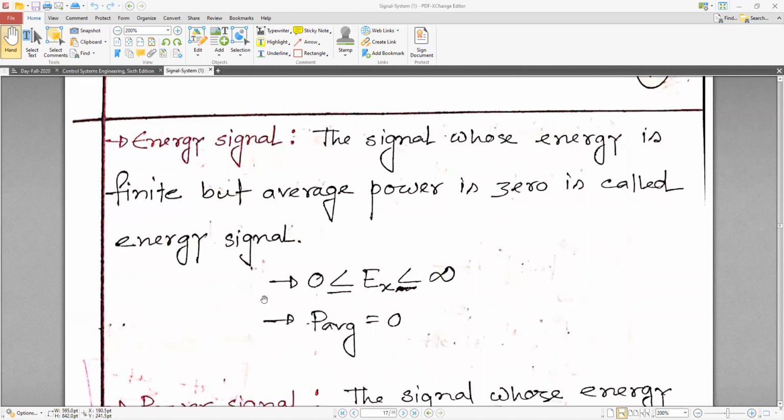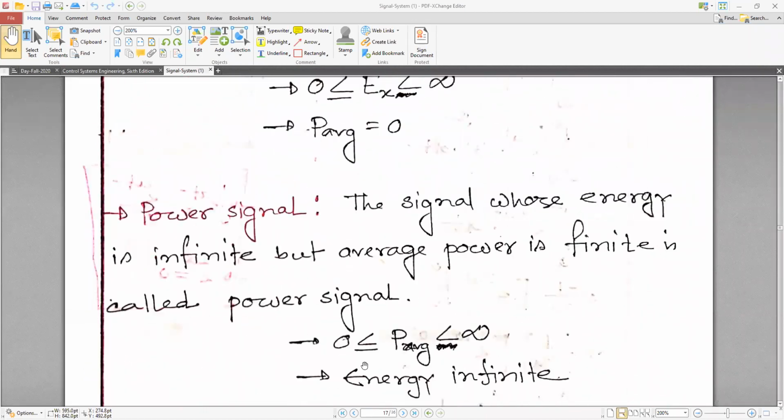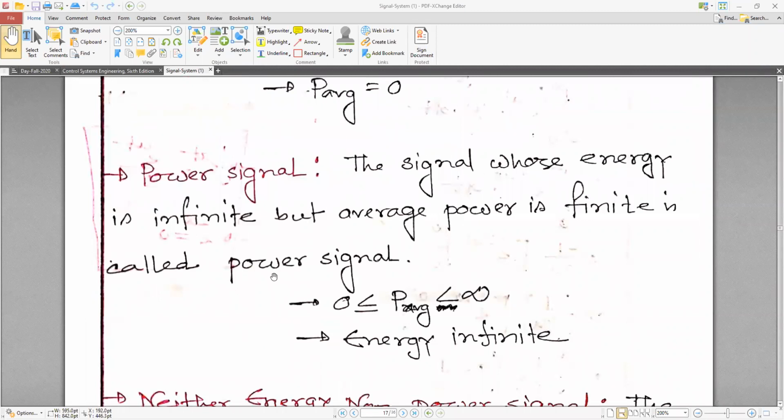So remember these equations, these conditions. What conditions are there? Like 0 to infinity and P average 0. And the power signal, what is the power signal? The signal whose energy is infinite but average power is finite is called the power signal. So those are the conditions: energy infinite, and P average finite.